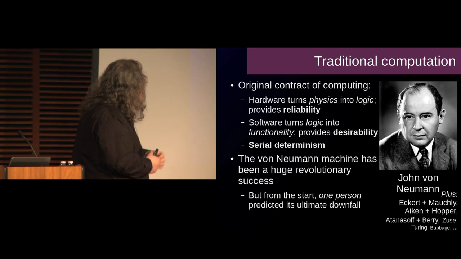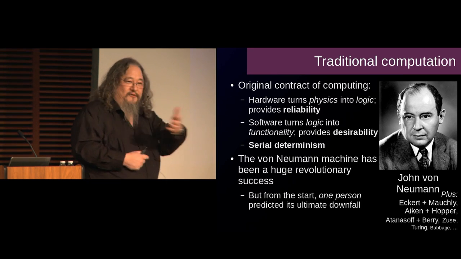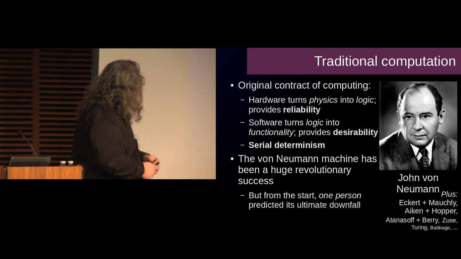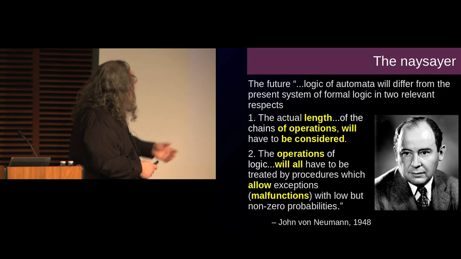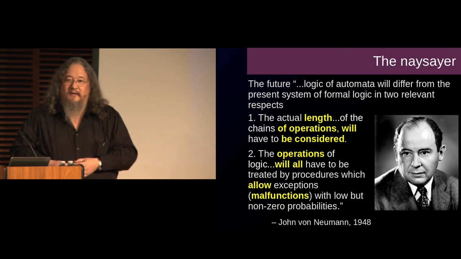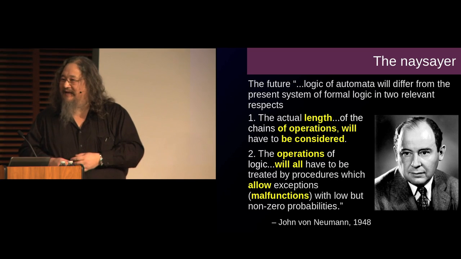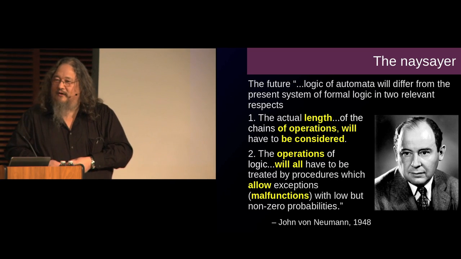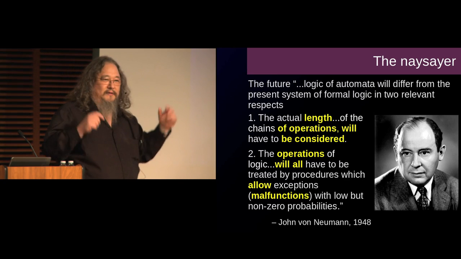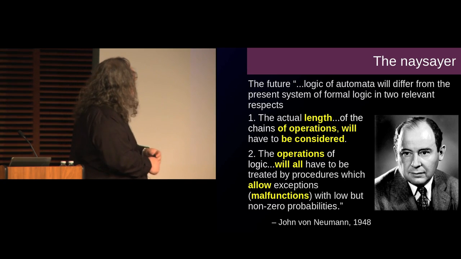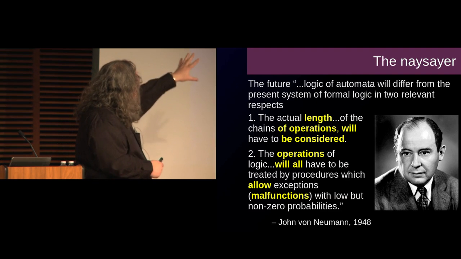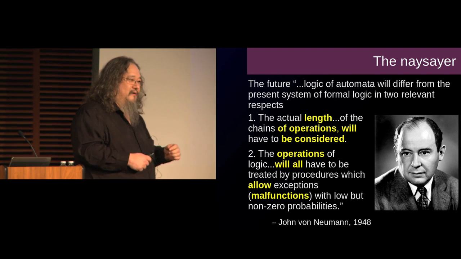And it's been this gigantic success. But as we know from the abstract, there was one guy who said this approach is going to fall down. And that was also von Neumann. And then I decided I didn't actually hate him quite so much. Although this apology: "The future logic of automata, the future way computers work, will differ from the present system, that's the von Neumann machine, in that the actual length of operations will have to be considered."